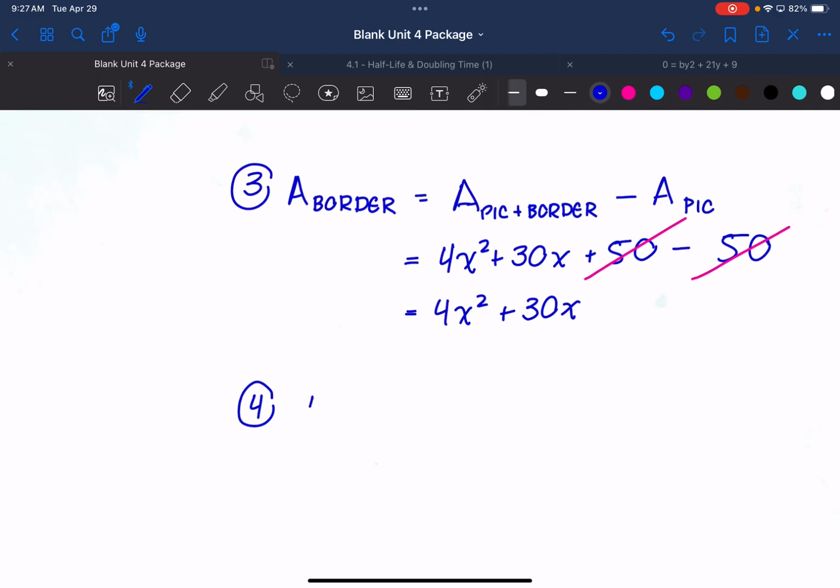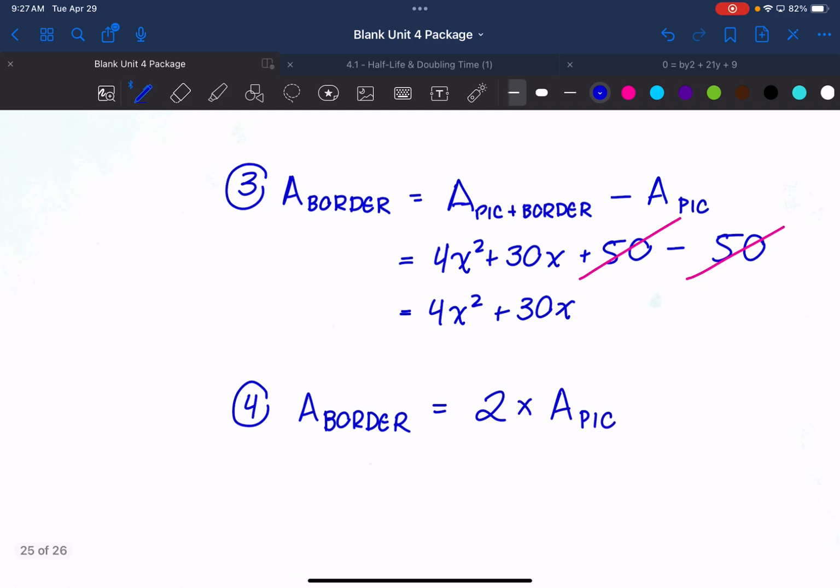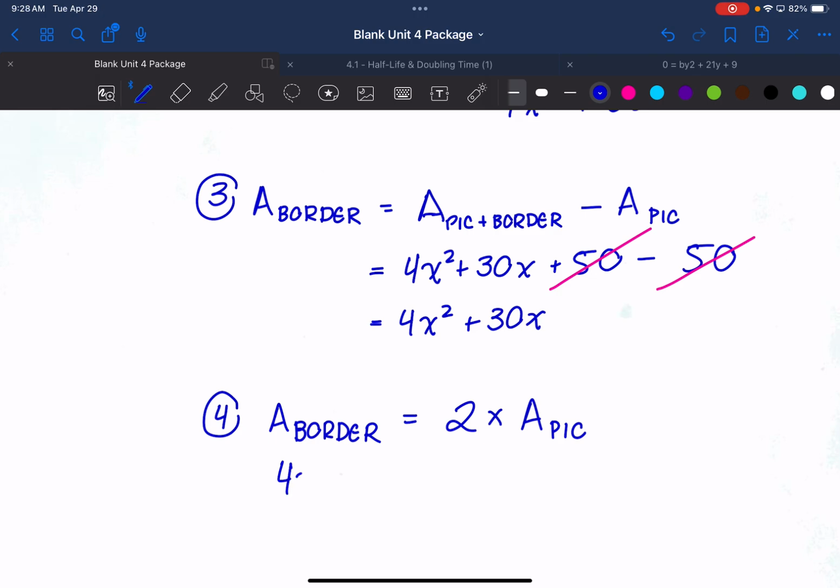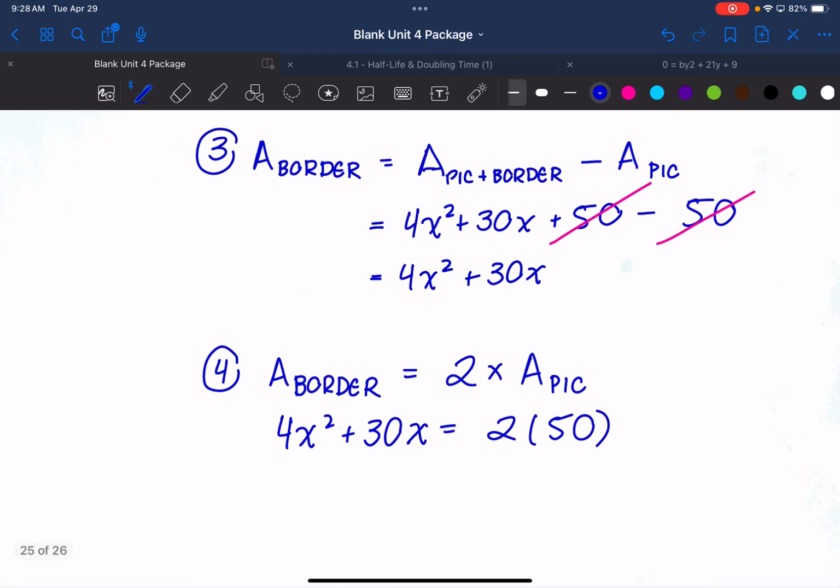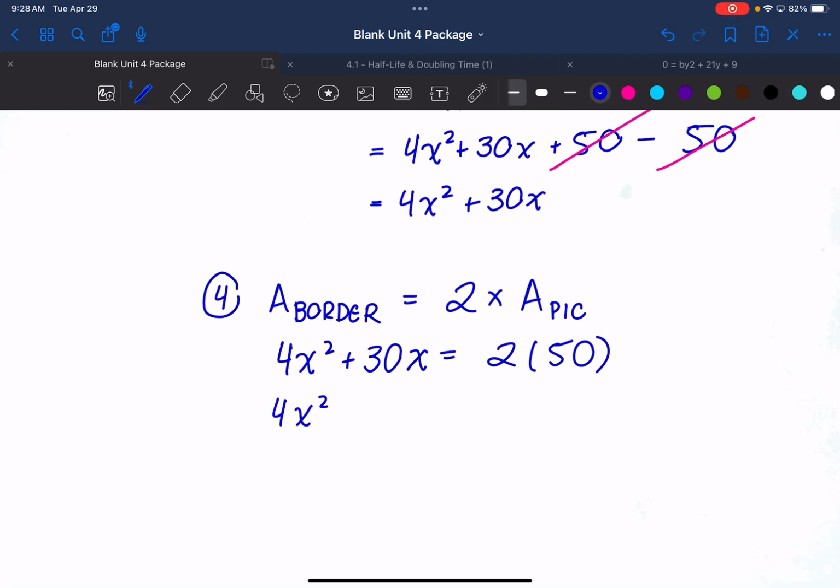So we said area of the border is equal to 2 times the area of the picture. So I know the area of the border, it's this expression, 4x squared plus 30x. And then I know that my area of the picture is just 50. So 2 times 50. What do I get? 100.